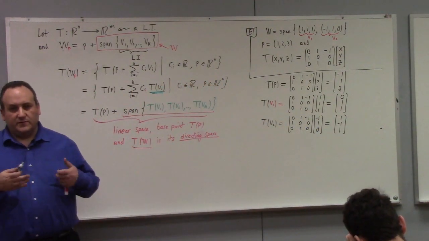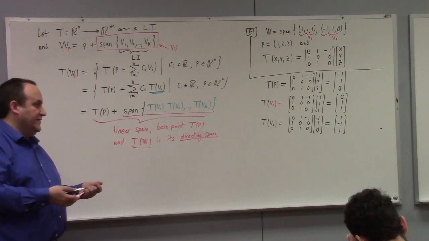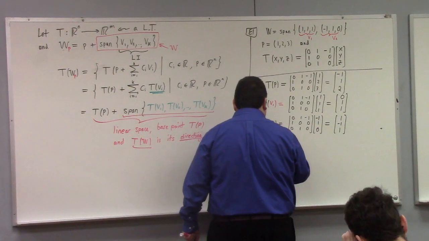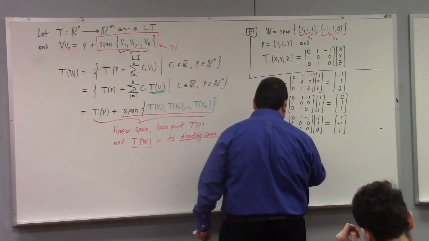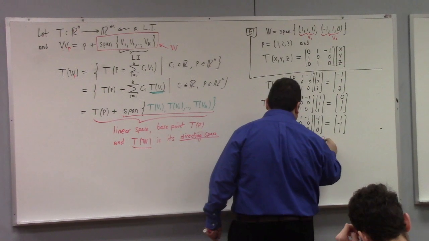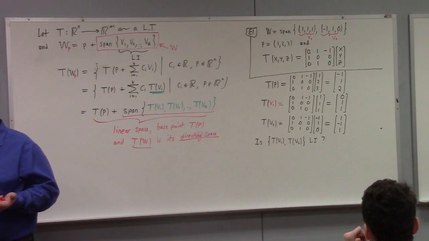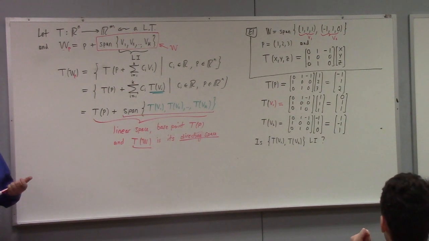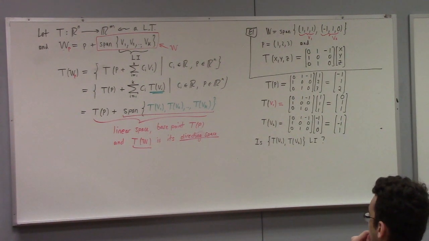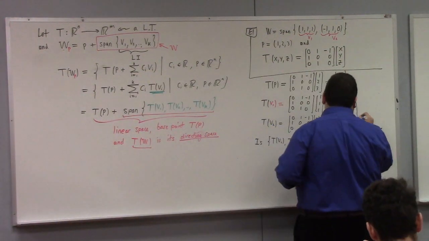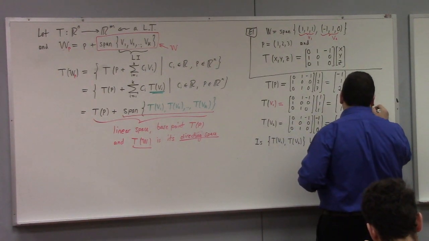So how do you decide whether two vectors are linearly independent or not? My question to you is, T of V1, comma T of V2, is this linearly independent? Should we need to do any calculation for this? We really shouldn't. Simple check: a set of two vectors is linearly independent only if one vector is not a scalar multiple of the other. It's pretty obvious here, right? As you look at these two, not scalar multiples.